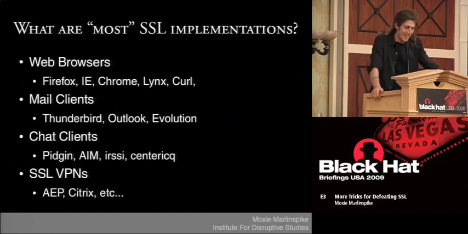So what are most SSL implementations, right? Web browsers. Firefox is vulnerable, Internet Explorer is vulnerable, Chrome, Lynx, curl. Mail clients: Thunderbird, Outlook, Evolution. Chat clients: Pidgin, AIM, irssi, Centericq. The SSL VPNs: AEP, Citrix, I don't even know what other ones there are. These are all vulnerable to this attack.